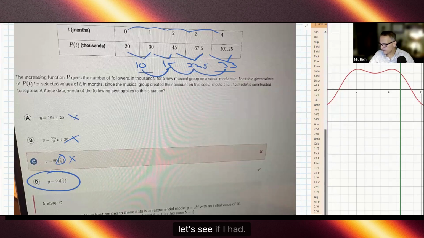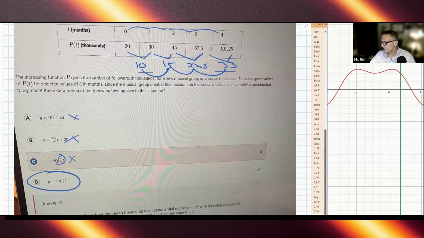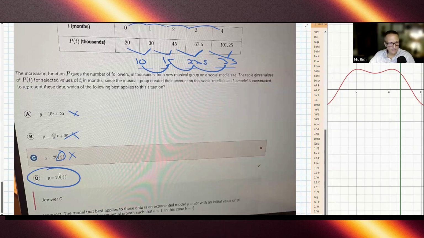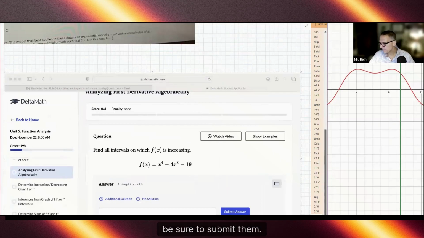Okay, let me pull up the chat again. I think there's one from Issy that I didn't work yet. I think it's this one. Let's see, it looks like we're going to get through the questions. So if you've got other questions, be sure to submit them. I think we've hit these all pretty much.